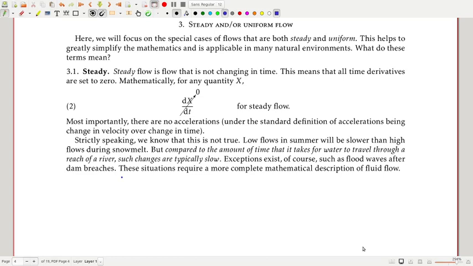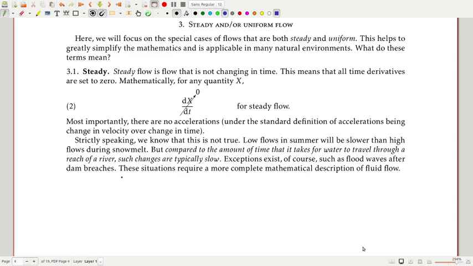When considering flows in open channels, there are two main assumptions that help us to find simpler solutions than we would in the general case in which flows can accelerate both in space and in time. We call those two special cases steady, meaning that there are no accelerations in time, and these are the normal accelerations we're used to talking about, and uniform, meaning that there are no accelerations in space. And I'm going to describe that a little bit more down below.